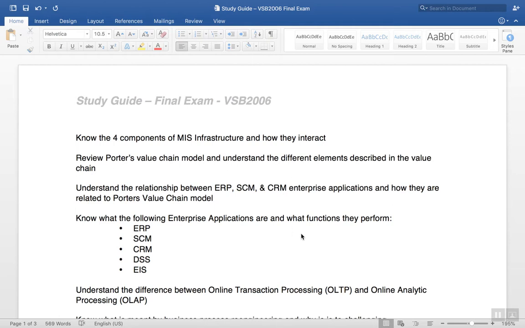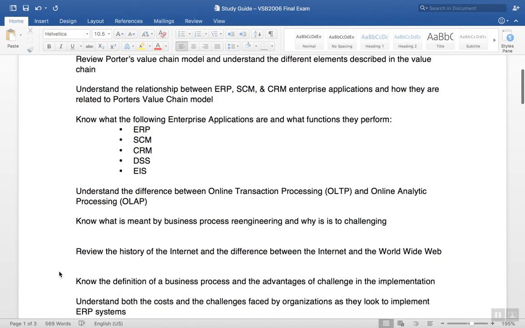Talking about decision support systems, different ways of analyzing data, different tools to analyze and do reporting and querying and things of that nature. And then finally, executive information systems, which are focused on executive reporting, dashboards, things of that nature.